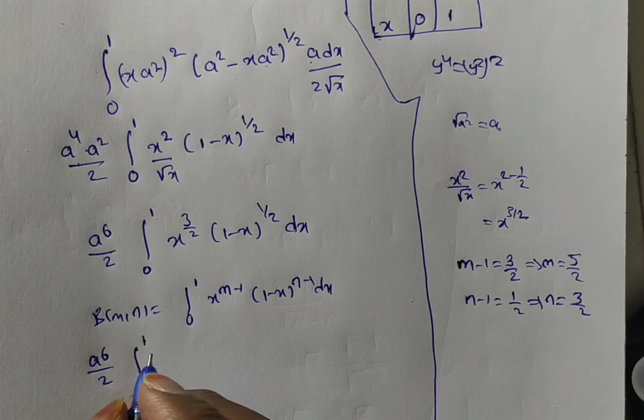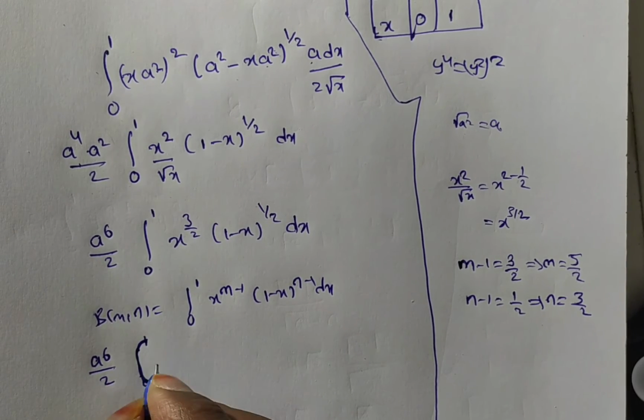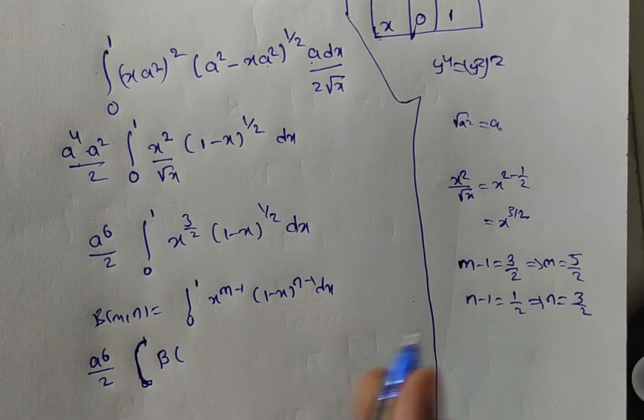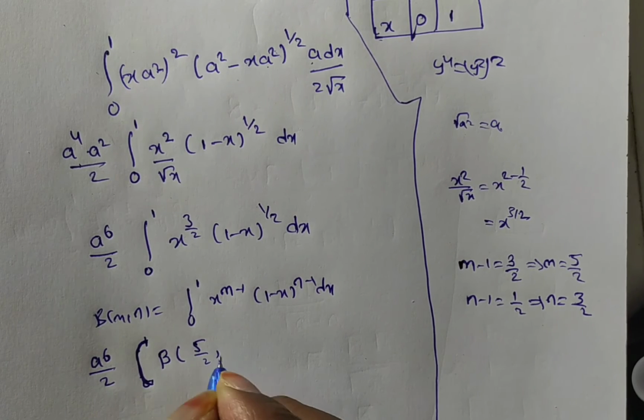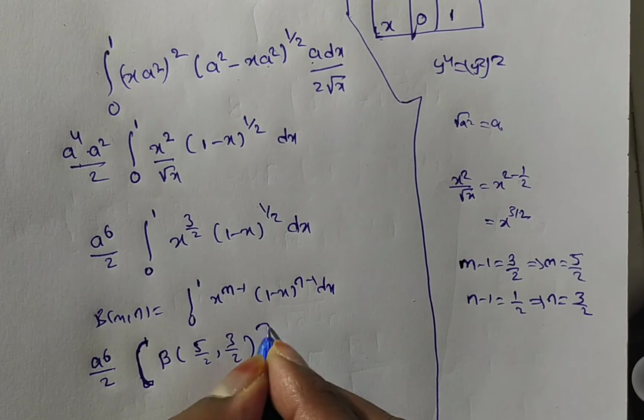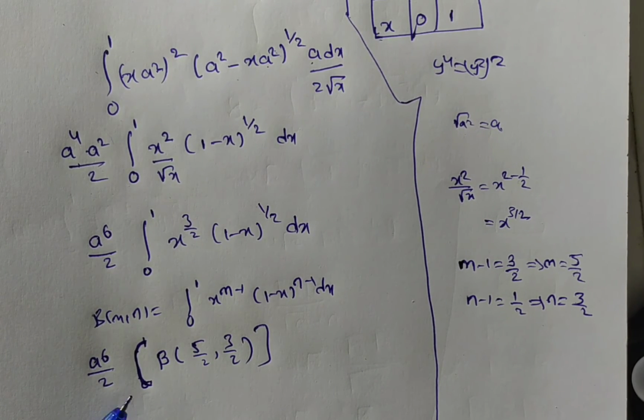We are expressing beta of m comma n. We have to write it in beta of m comma n. What is m you have now? 5 by 2. And what is n you have? 3 by 2. That's it. Now if they are asking to express the given problem in beta of m comma n, that is enough.